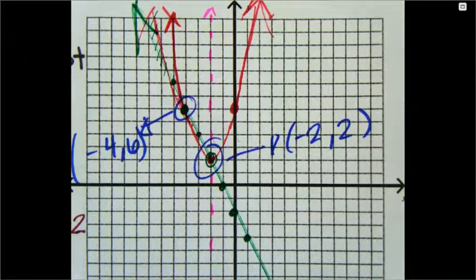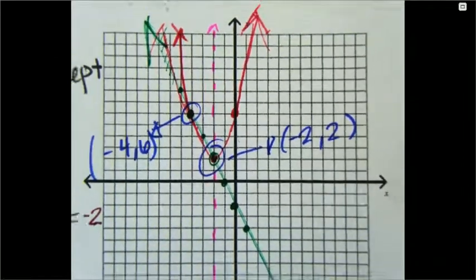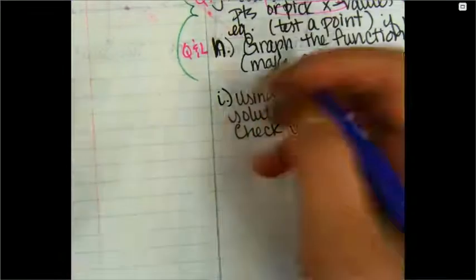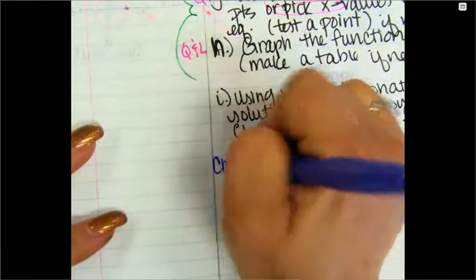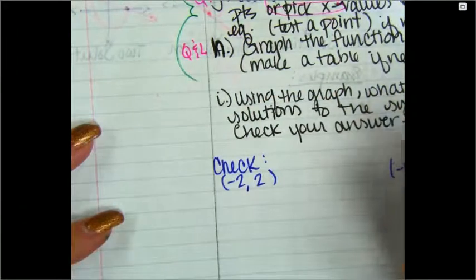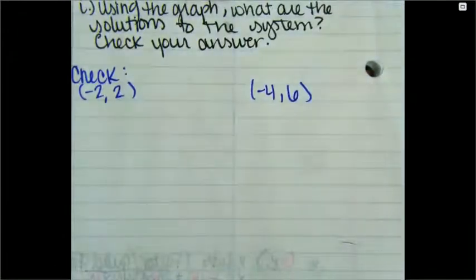All right, so guess what? We have 2 points. What are we going to do with them? You got to go check them. Back to the other side. Let's go and check. I'm checking -2, 2 and -4, 6. Yes? Okay, when I check, how many times am I plugging these in? Twice. Why twice? Because you have a linear and you have a quadratic. So which one do you want to do first?